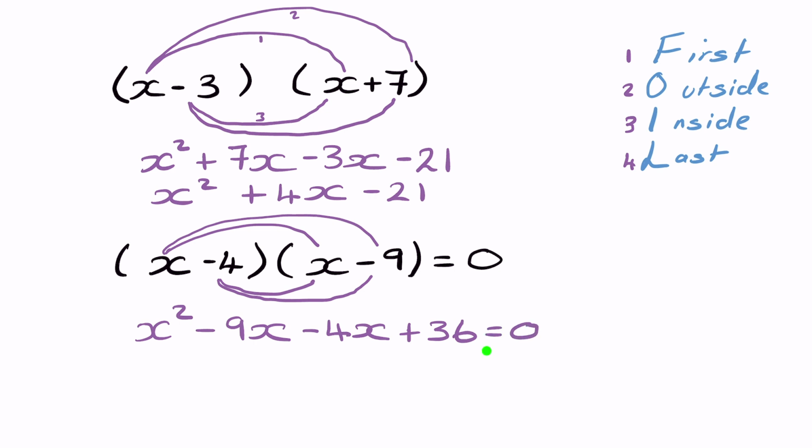We must make sure that we always write equals 0. A mistake that a lot of students do make, and that's forgetting to put equals 0. Now we need to collect our like terms. The x squared stays the same. Negative 9x minus 4x gives us negative 13x plus 36 equals 0. So in the case of a quadratic equation, if you have factorized and you need to check whether or not you got it correct, you have the original equation, this is how you would do it.